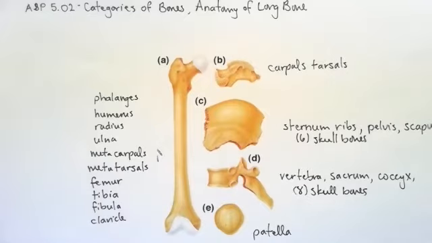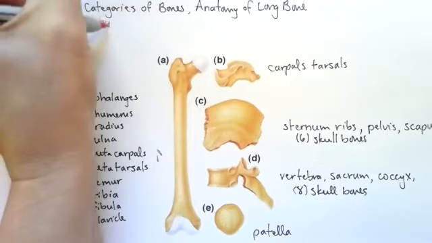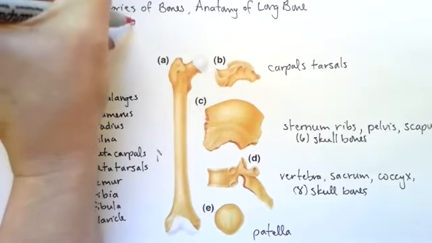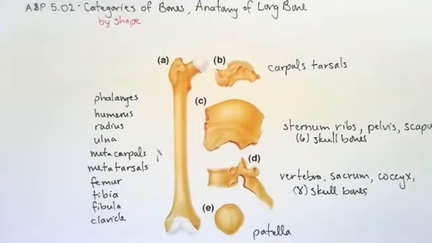All right, welcome back. When we talk about bones, we can talk about them with different describers. One of them is their shape, which is what we're doing here, so we're categorizing bones by shape. The other way we can talk about them is where they are in the body, so we have the central part of the skeleton and the outer part of the skeleton. But we have 5 categories.